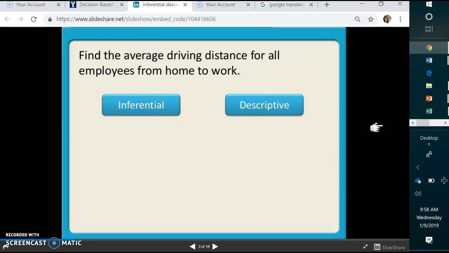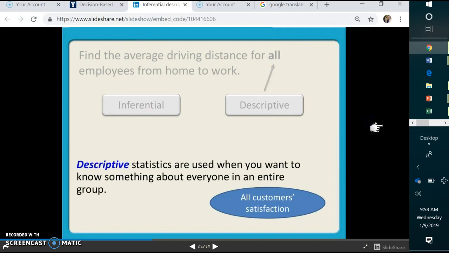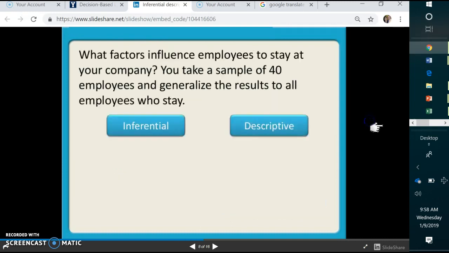Okay. So find the average driving distance for all employees from home to work. So we're wanting to find the average, but it's for everyone, so we'll have everyone's information, which means it should be descriptive. Very good. And there it is. And there, notice the clue in the problem is everyone or all in this case, which you said. Very good. And so there's the definition. Okay, let's go to the next one. Could you read that one? Yeah. What factors influence employees to stay at your company?